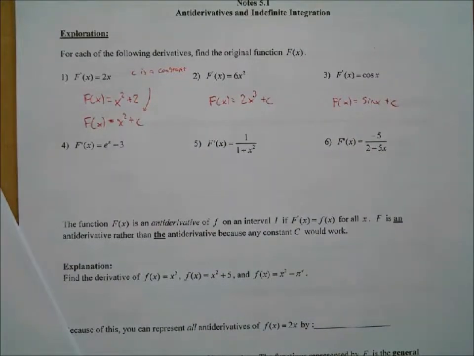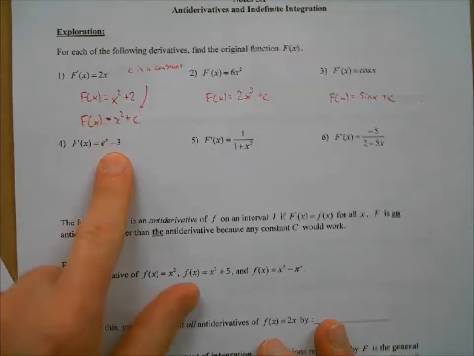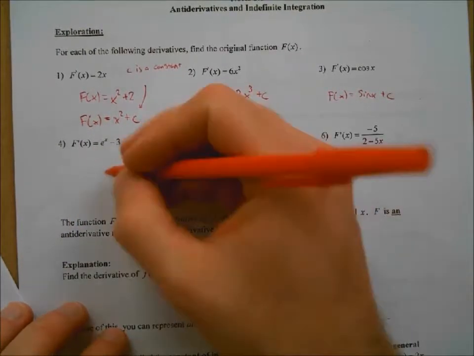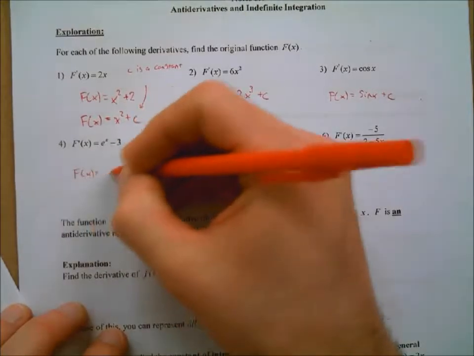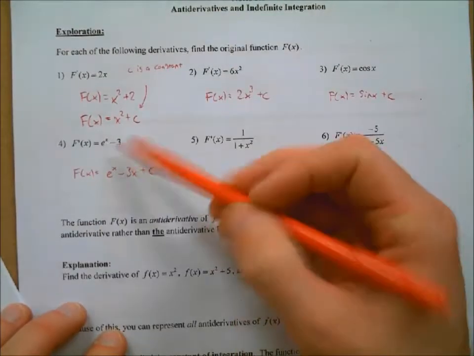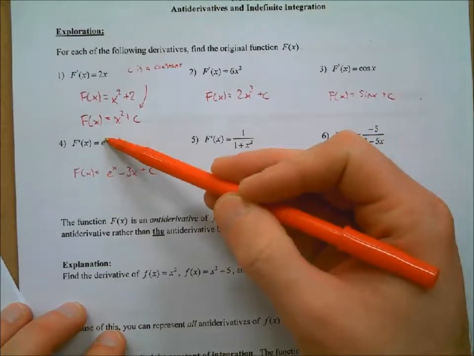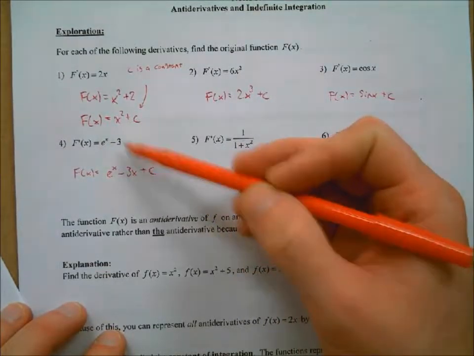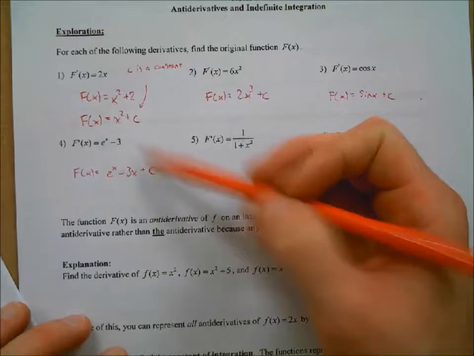Okay? What about e to the x minus 3? E to the x minus 3x plus c, right? The derivative of e to the x will give us e to the x. The derivative of minus 3x will give us just minus 3. And of course, the derivative of a constant is 0, so it's gone there.